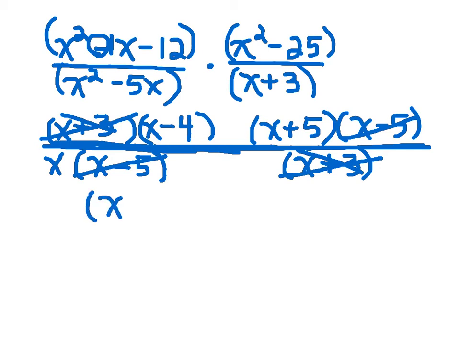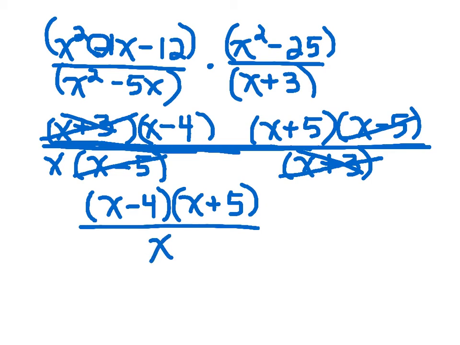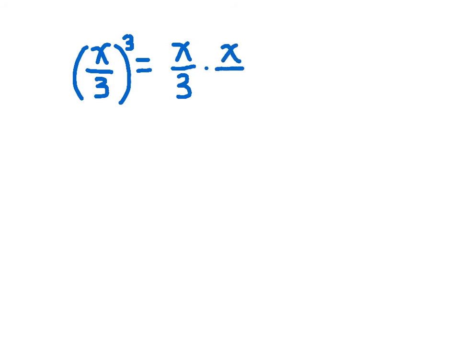Now all that's left to do is multiply straight across, and you can leave your answers in factored form. But don't be tricked into thinking that you can cancel this out. You can't. You can only cancel things out if the entire polynomial is the same on the top and on the bottom. Another thing that comes up in this section is the notion of something like x over 3 to the third power. Well, we know anything that's raised to the third power means you're multiplying it by itself 3 times.